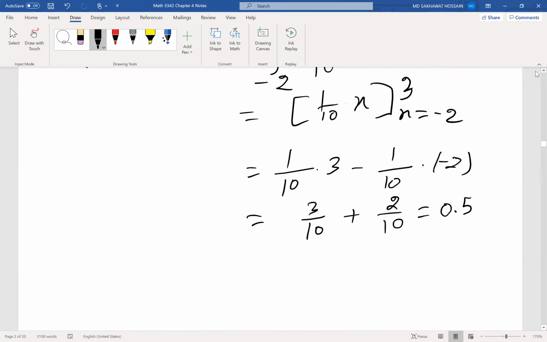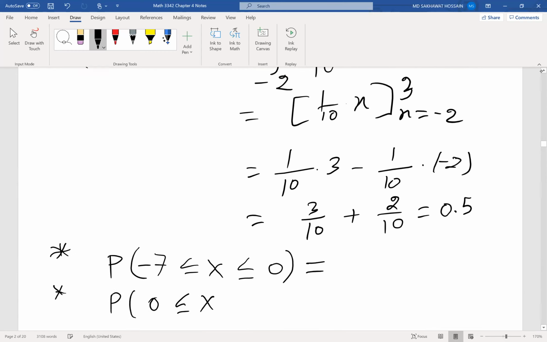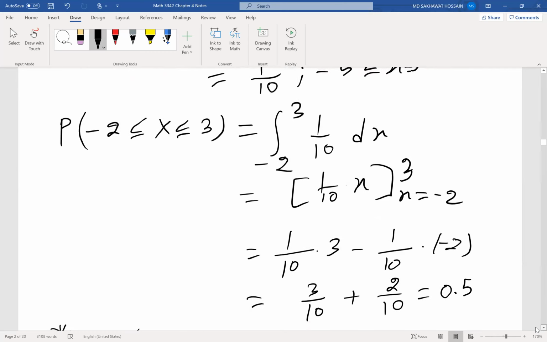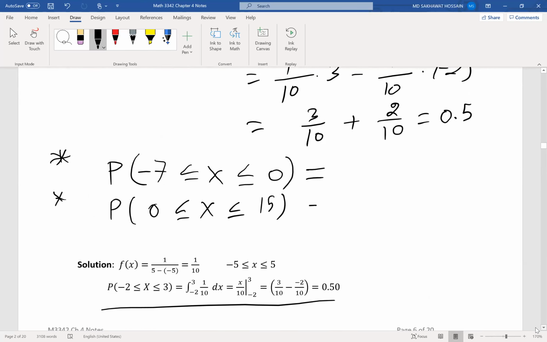Okay, so for this density function, if we want to calculate the probability from, for example, -7, and if we want to also find the probability for x greater than or equal to 0. So can you calculate these three probabilities?